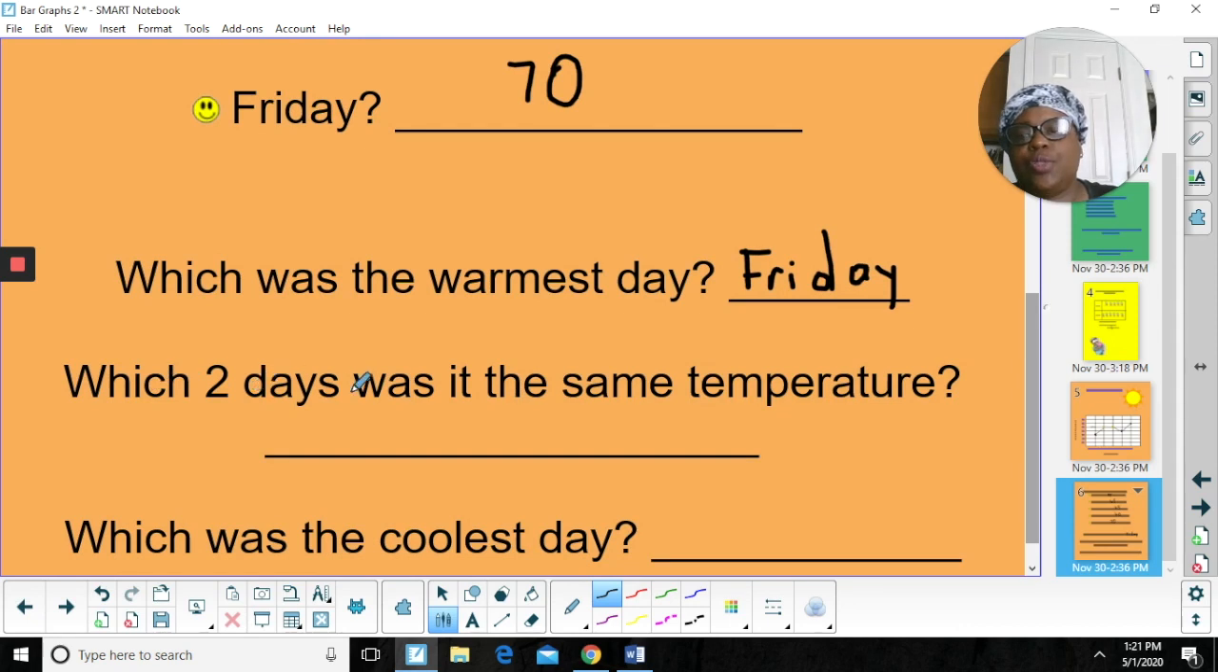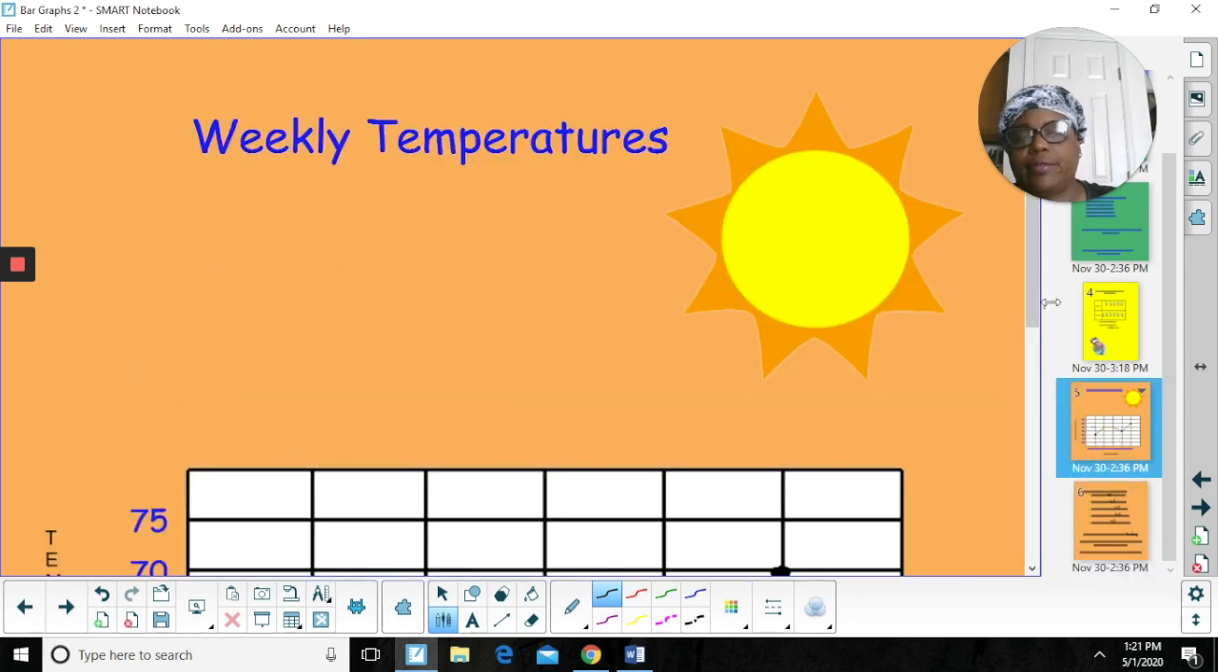It says, which 2 days was it the same temperature? I bet you remember that. Which 2 days was it the same temperature? Let's look at our graph.